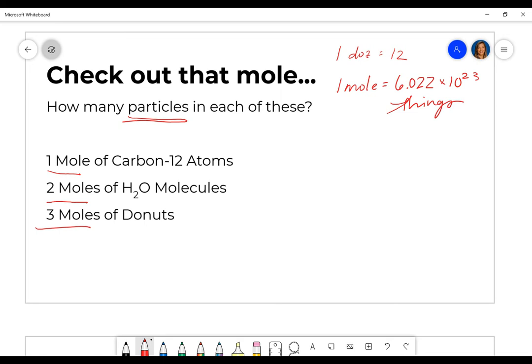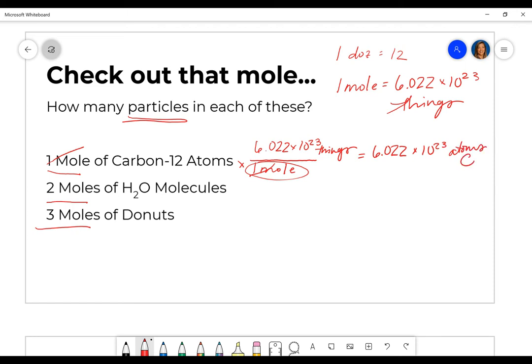So we want to know how many atoms are in 1 mole of carbon-12. Well, you might be saying, Ms. Brown, I know exactly the answer, and that's fine. But just to make sure, we're going to use our conversion factor. We know that 1 mole is equal to 6.022 times 10 to the 23rd, right? And this is things. In our case, this is going to be atoms. So 1 mole divided by 1 mole, right? Because this is in the denominator, multiplied by 6.022 times 10 to the 23rd, we get 6.022 times 10 to the 23rd atoms of carbon.